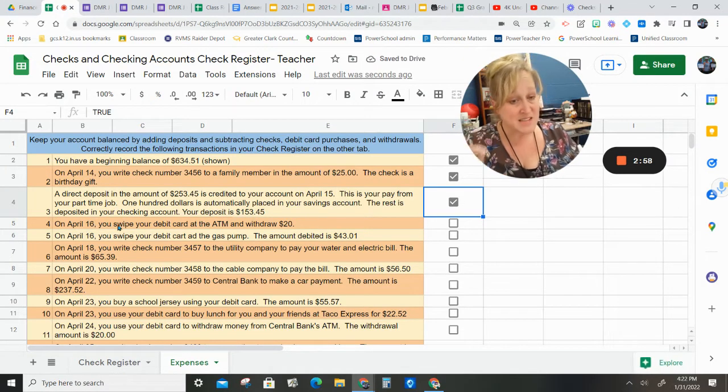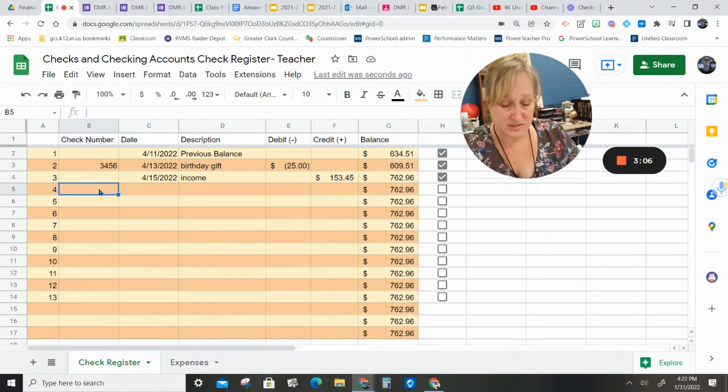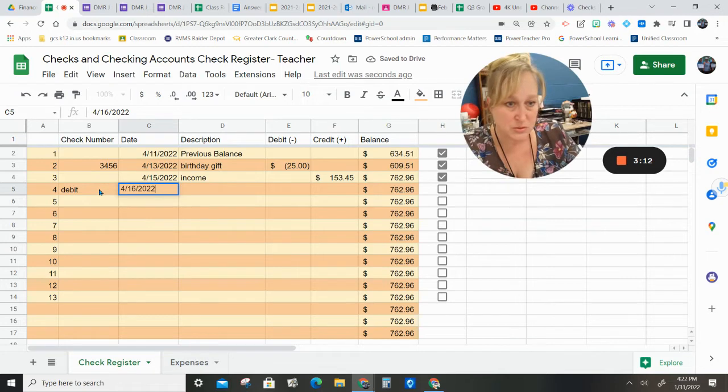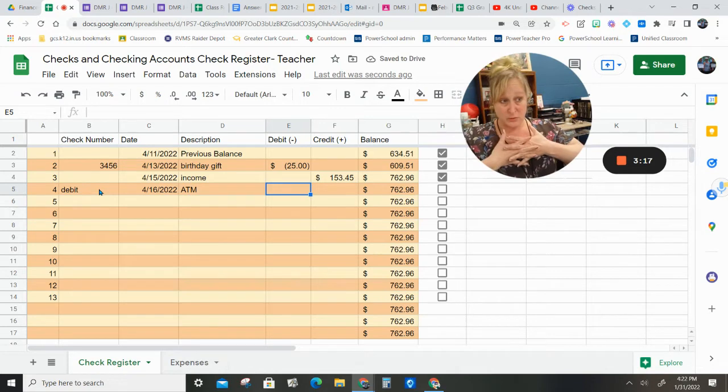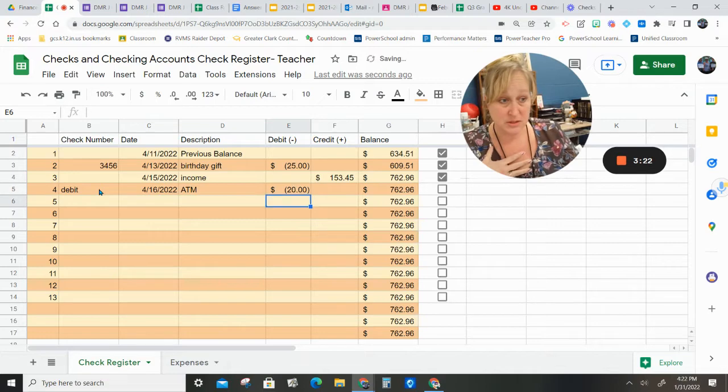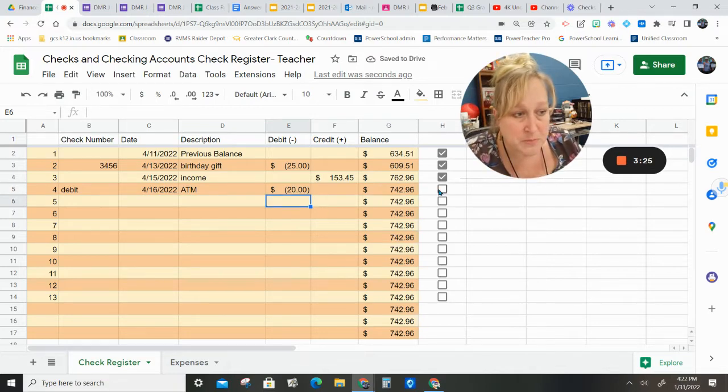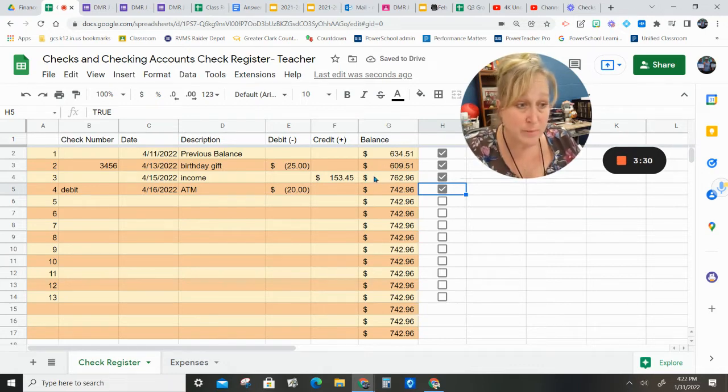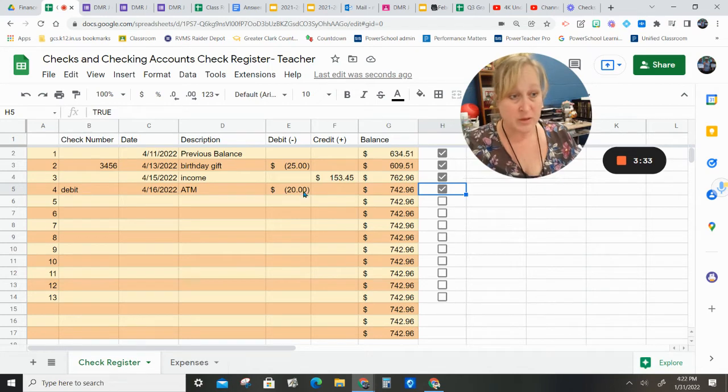Number four, on the 16th, you swipe your debit card at the ATM and withdraw $20. So we come back over here. We're going to put debit 4/16/2022 ATM. And it was a withdrawal of $20. So I must put the negative $20. Well, look what's happening over here. So my income went down because I debited $25, but then my income went back up because I got a credit. I got my income. It went down again because I took away some money.